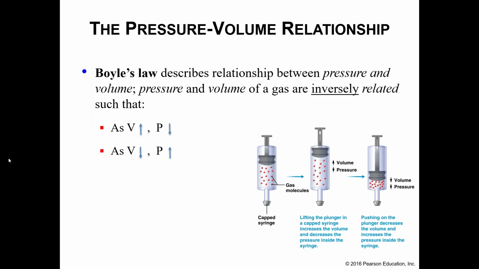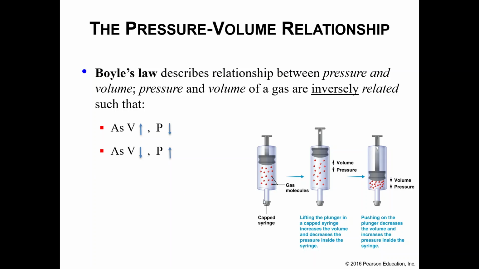So that specific relationship between pressure and volume is known as Boyle's Law. Boyle's Law says that as volume goes up, pressure goes down. As volume goes down, pressure goes up. So this is an inverse relationship.